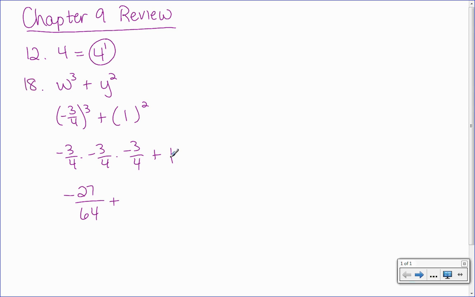And then if I want to add 1 to it, I need a common denominator. So we'll change that to 64 over 64. And then negative 27 plus 64 is 37.